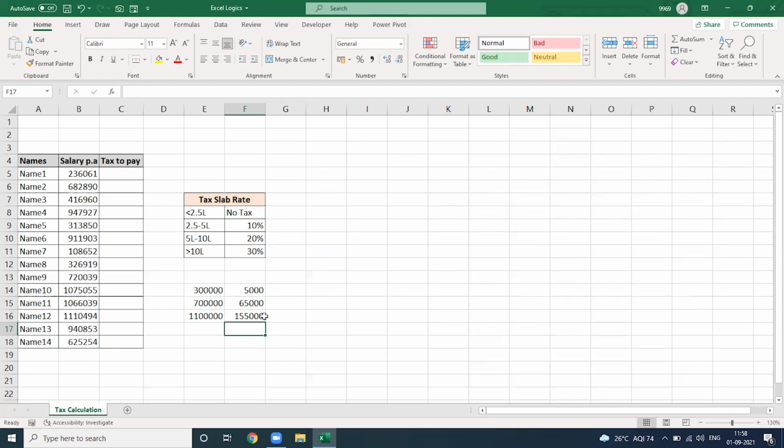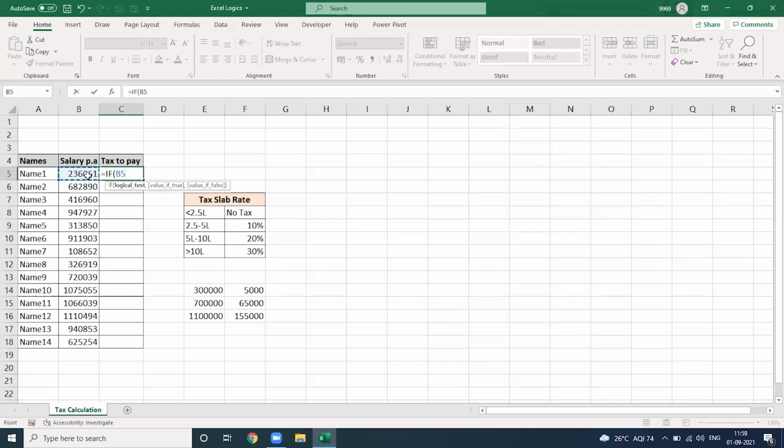Now, I want this entire calculation in a single cell. I want the calculation based on condition. If a person is getting 2.5 lakh, no need to pay tax. If he is earning 2.5 to 5 lakh, we should perform this calculation. 5 lakh to 10 lakh, this calculation, and 10 lakh and greater than 10 lakh, this calculation. So based on condition, we should perform a calculation. So we go with IF condition.